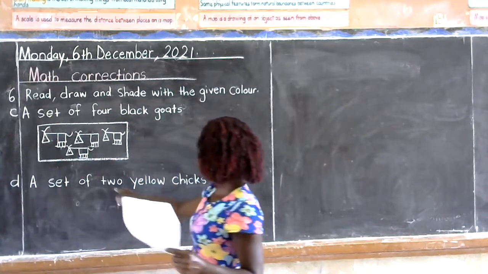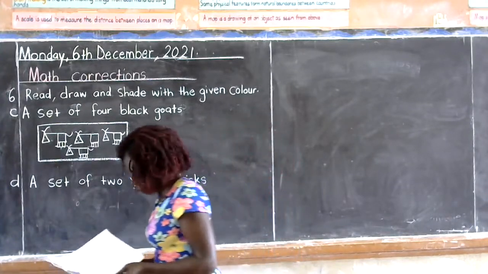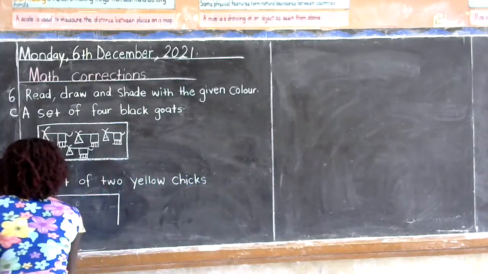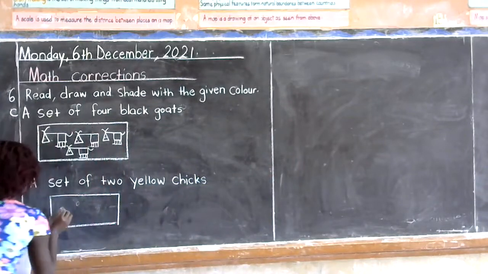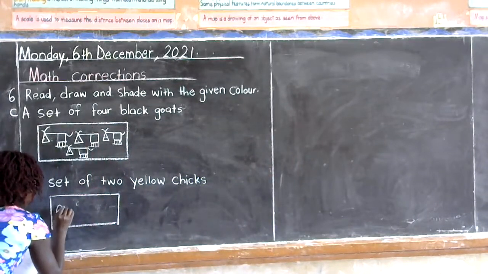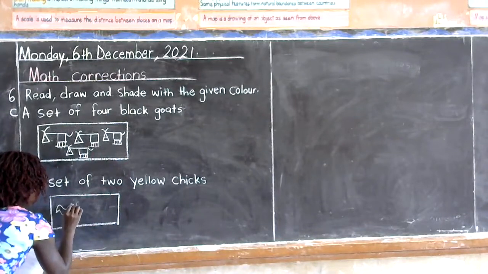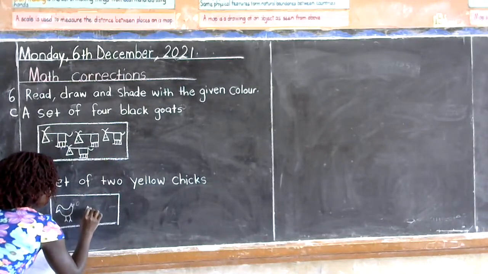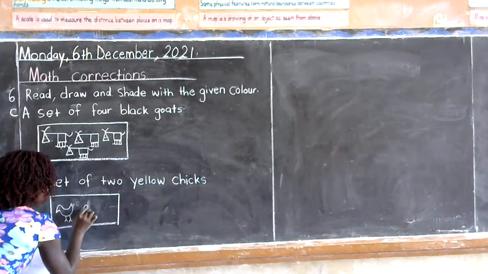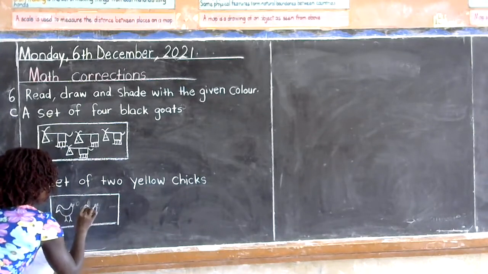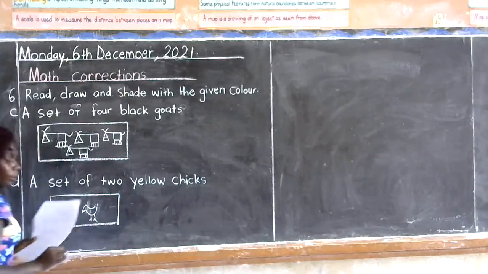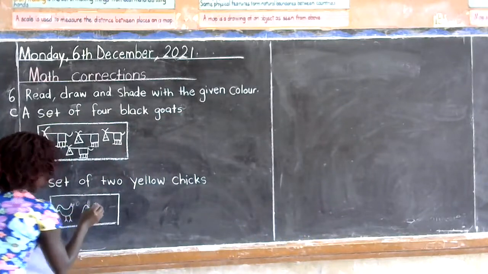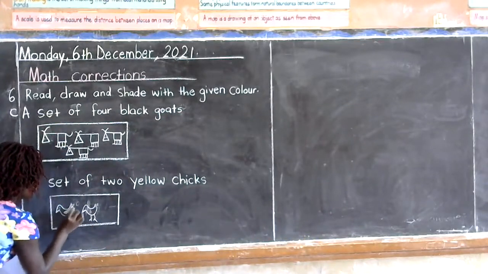A set of 2 yellow chicks. Here you are supposed to draw 2 yellow chicks. After drawing the chicks, you do what? You shade. These are our chicks. After drawing them, we shade them with our yellow color. Okay?